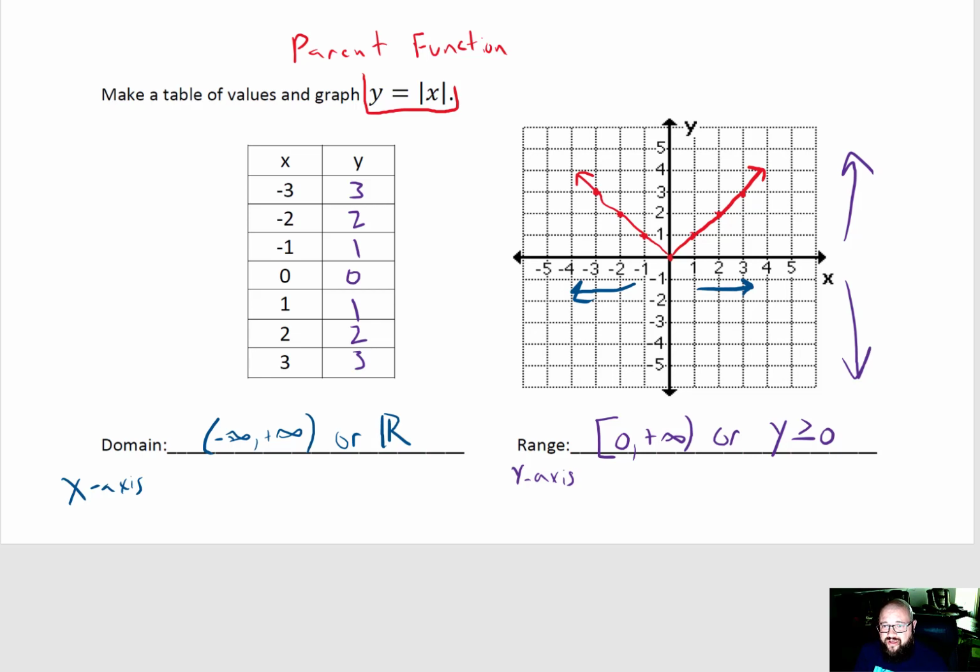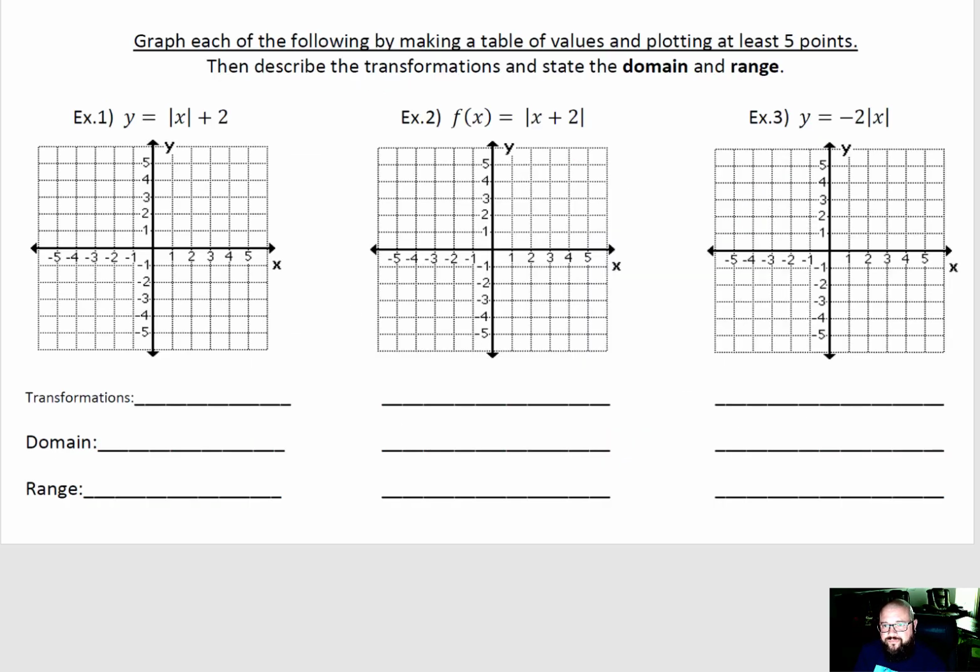So absolute value of x is the parent function overall for these types of problems. So look at some examples and see what happens and how the graph moves when we add numbers to it. So with these, we're going to go through here, we'll plot a few points and see how it works out. So in this first example, we have y equals absolute value of x plus 2. And we'll see what happens to it if we make a little table here.